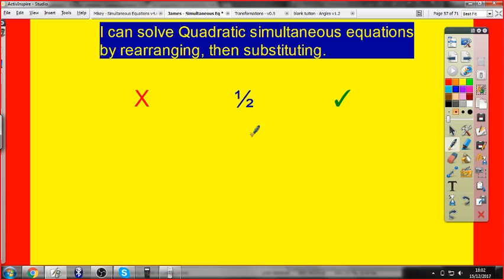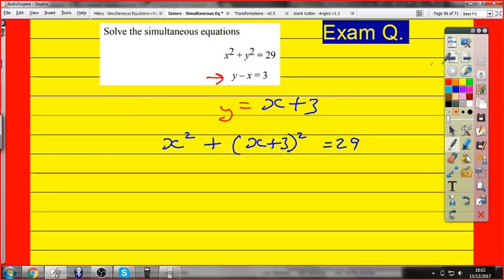Oh, probably a tick. Okay, so that one is very similar, but I just gave you an idea of what it looks like quickly.